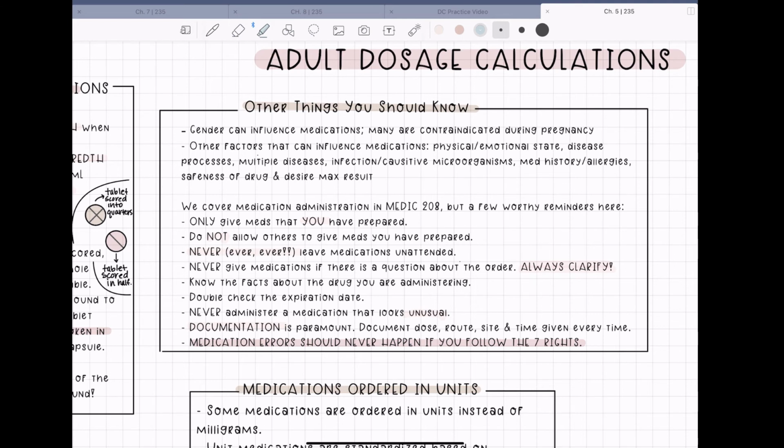You want to make sure you know the facts about the drug that you are administering, so potential adverse effects or side effects, because you need to be able to look out for those and also educate your patient. You want to double check the expiration date. Never administer a medication that looks unusual. If it looks weird, especially something like insulin, don't give it. Do your due diligence and double check, triple check, ask the provider. If your gut tells you something isn't right, it probably isn't right. So don't give a medication that looks weird.